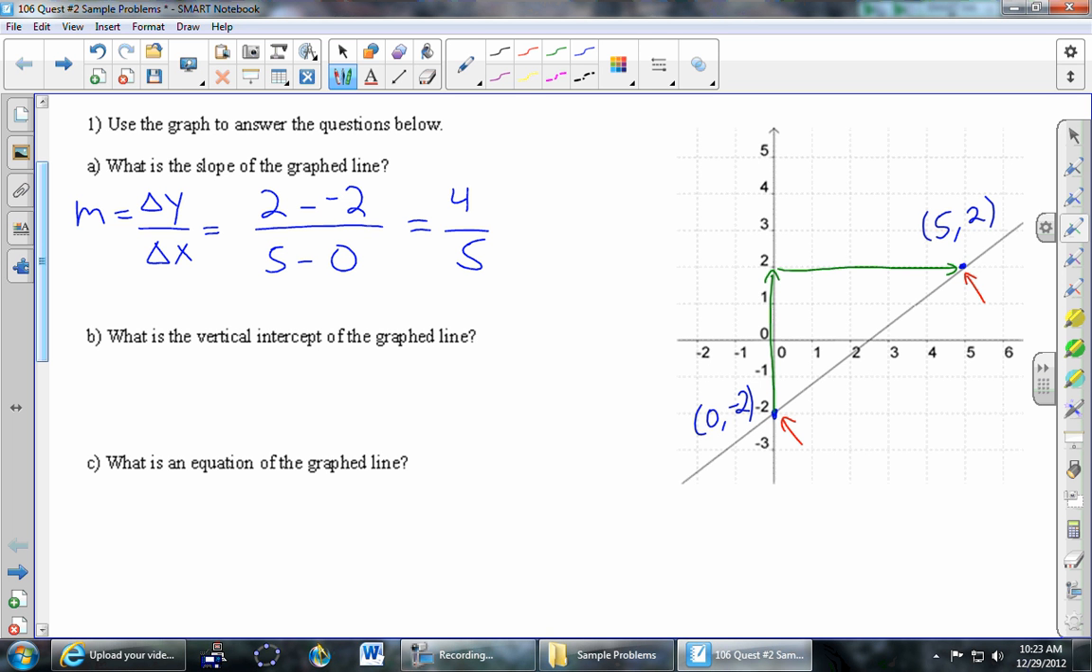Part B, what is the vertical intercept of the graphed line? So we actually ended up finding this one already. It's 0, -2, or if you prefer, just -2.